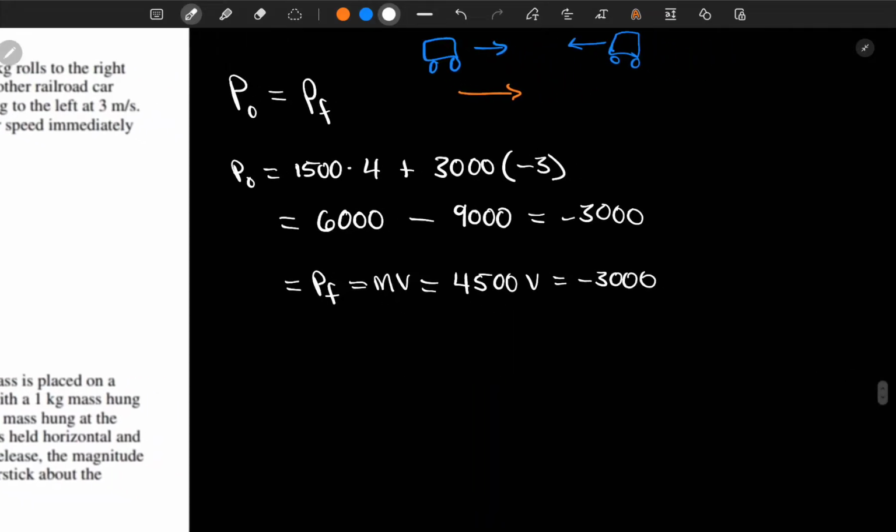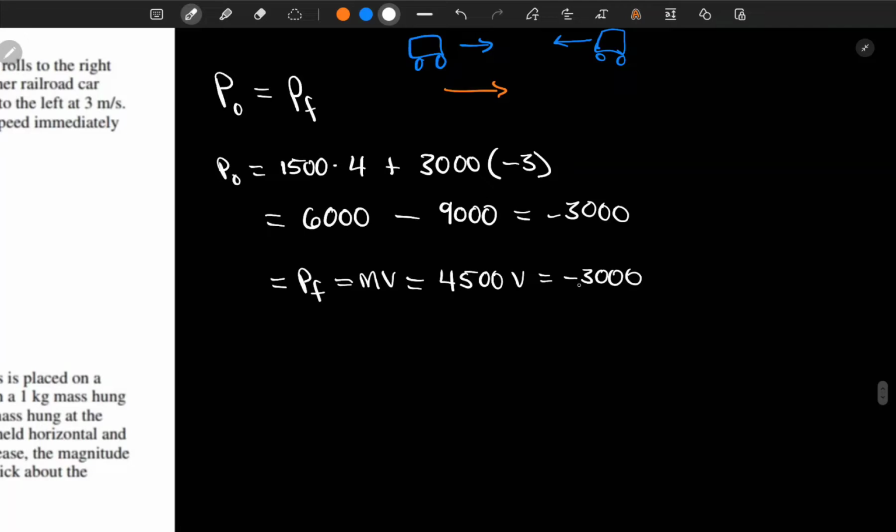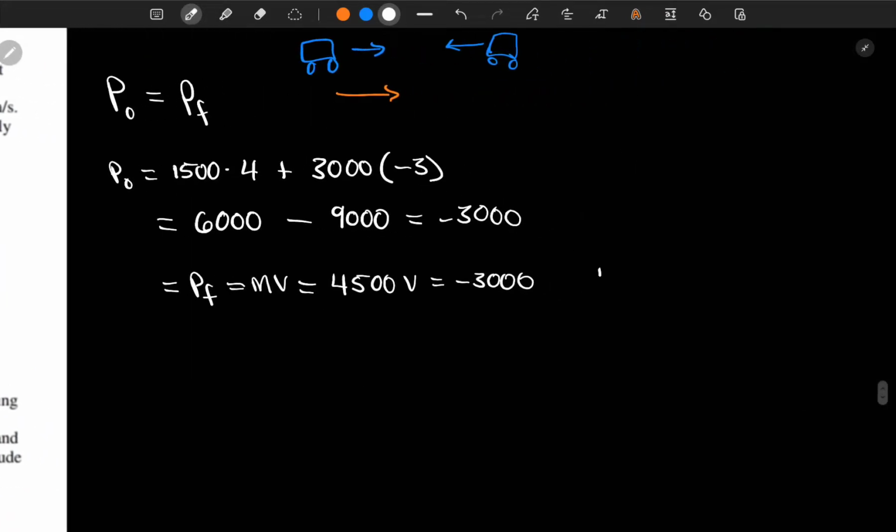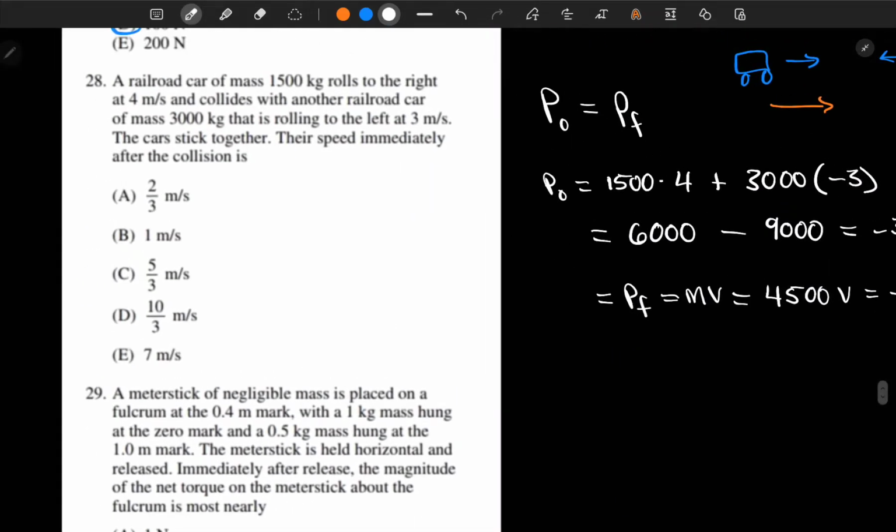So, since we don't care about the sign of the velocity, since we're just worried about the speed, which is the absolute value of the velocity, it is equal to the absolute value of -3,000 over 4,500. And this is equal to 2 over 3. So the speed immediately after the collision is A, 2 over 3 meters per second.